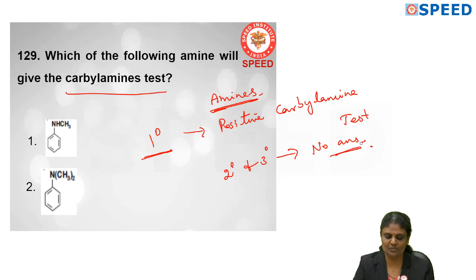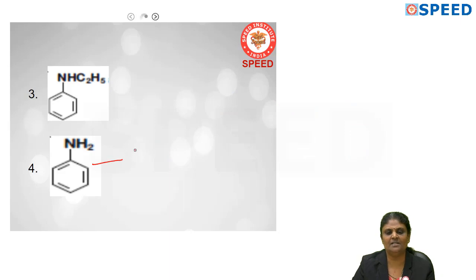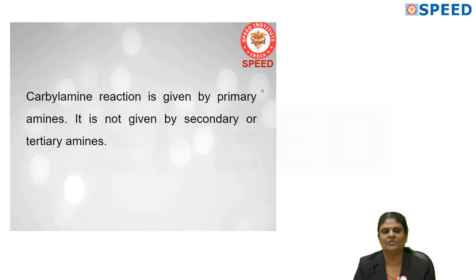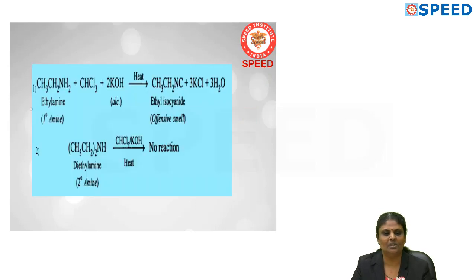So the offensive smell of product is formed here. Okay, so this is again, I think, the primary amine. So only this gives that carbylamine test. Okay, so the fourth option is the correct one. So the carbylamine reaction is given by primary amines only. So this is more important. It's not given by secondary or tertiary amines. All other things belong to secondary or tertiary amines. Okay, so this is one example.